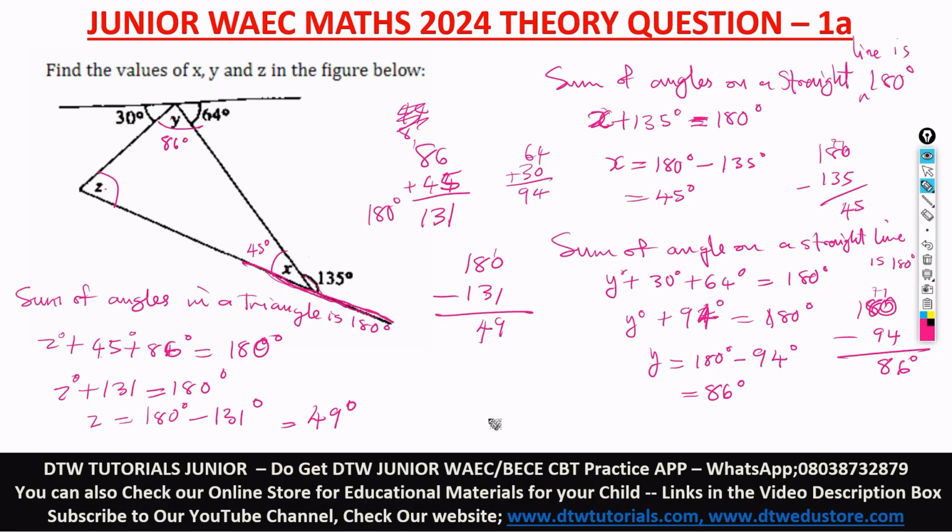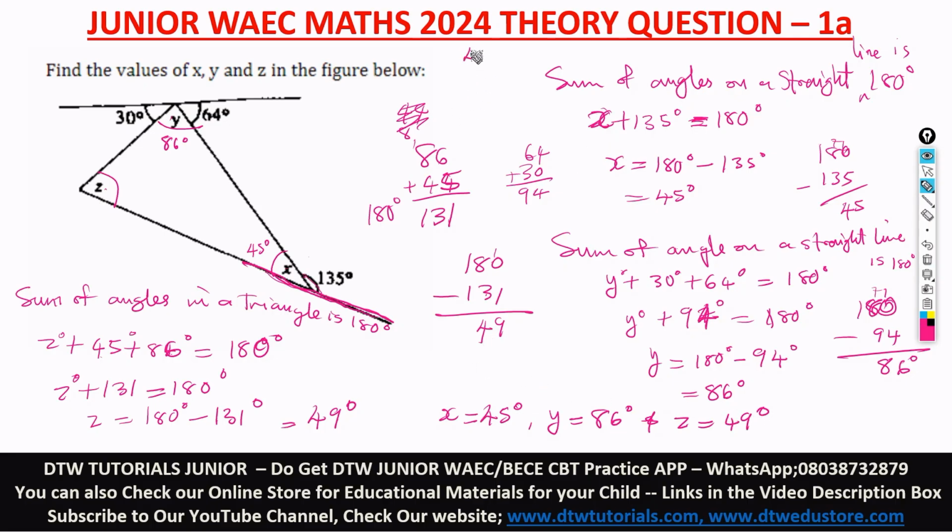So finally, you now state that x is equal to 45 degrees, y is equal to 86 degrees, and z is equal to 49 degrees. If you want to confirm that your answer is truly correct, remember the theorem that says the sum of angles in a triangle is 180. When you add up these three angles, it should give you 180. Let us test our theory.